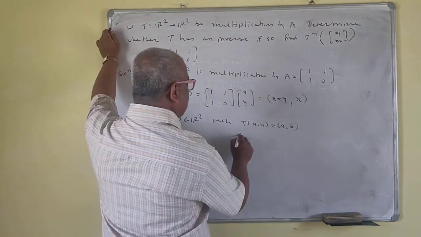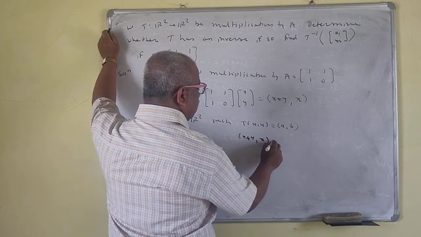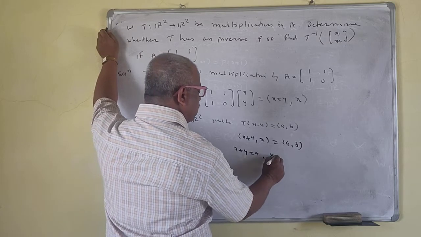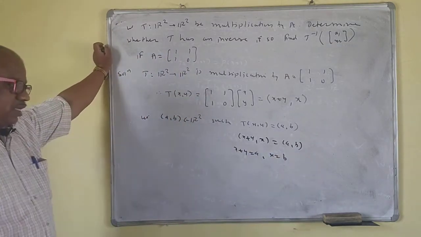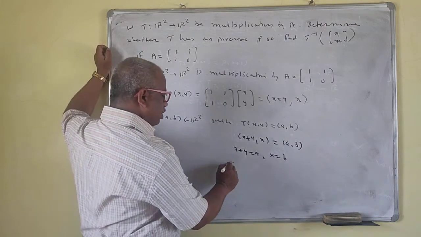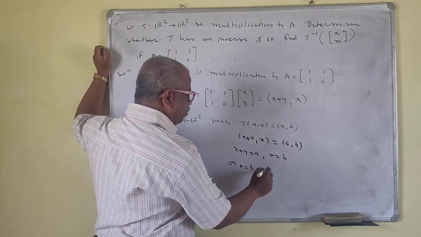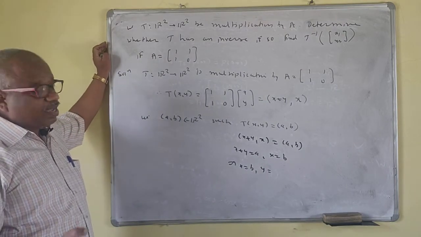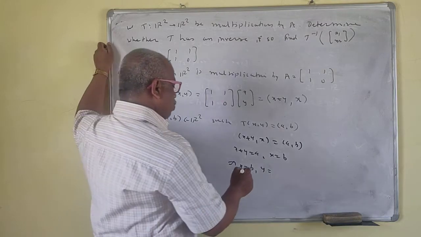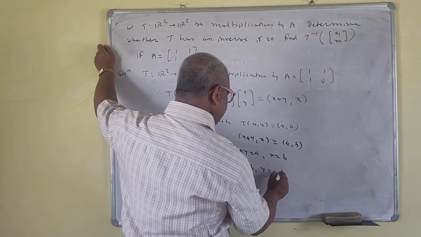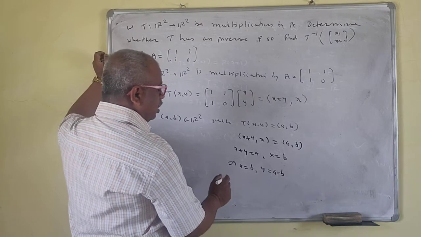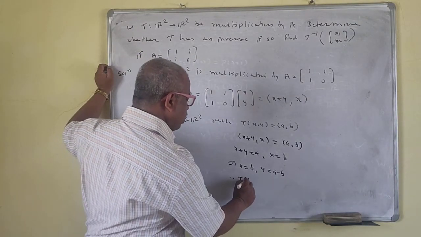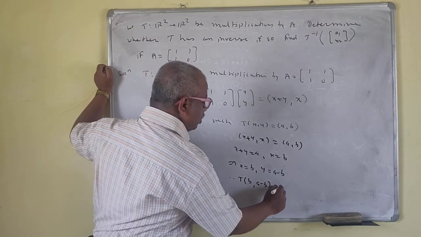Okay, so then by definition (x plus y, x) is equal to (a, b). So x plus y is equal to a, and x is equal to b. So this implies that x is equal to b, and you can find the values of x and y in terms of a and b. So y is equal to a minus b. Therefore T of (b, a minus b) is equal to (a, b).